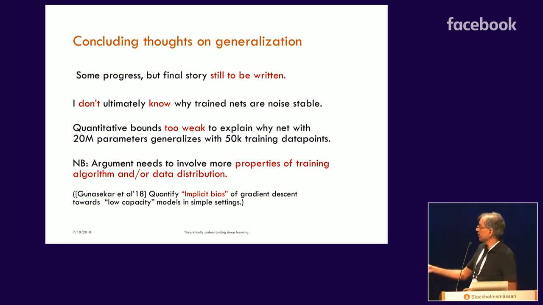For example, there's this new paper of Gunasekar et al., which tries to quantify this old notion that gradient descent has an implicit bias towards simpler models or low capacity models, and it does it in some simple settings. So I think work like that would be very interesting, but with realistic neural nets, not simple settings.